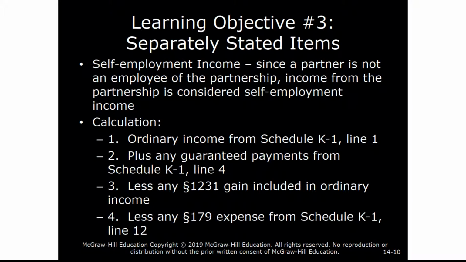So there is self-employment income. Since a partner is not an employee of the partnership, the income from the partnership is considered self-employment income. So these items: ordinary income from K1, you would add to that any guaranteed payments, deduct any 1231 gain included in ordinary income, as well as deduction of any 179 expensing on K1.